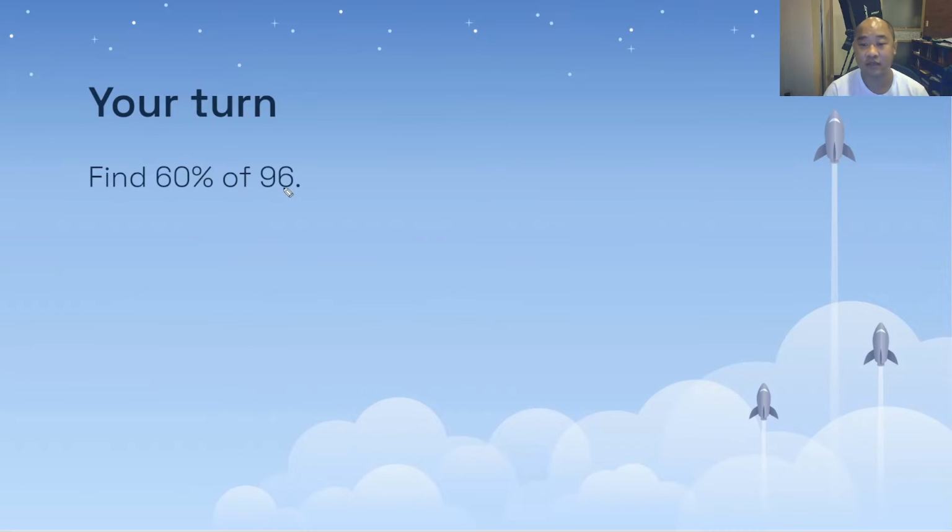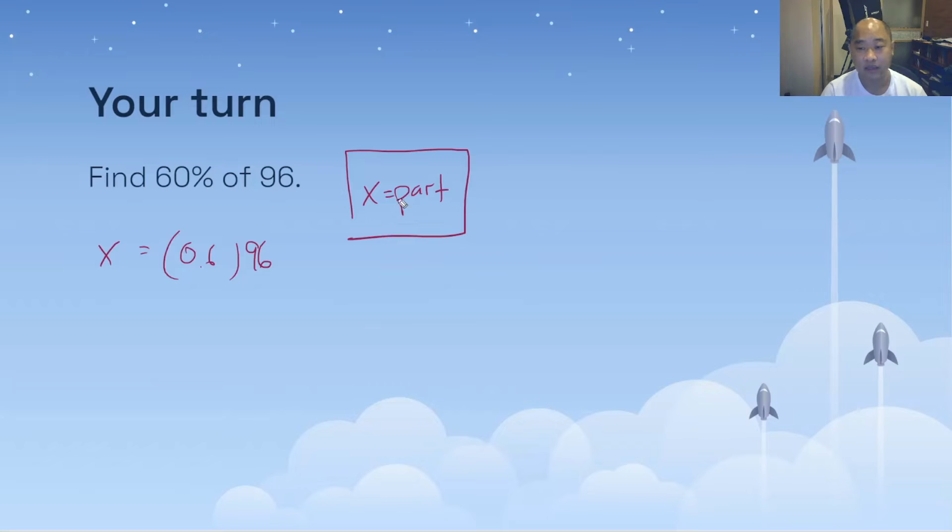Find 60% of 96. So, of 96 tells us that 96 is the total. We're going to multiply that by 0.6, and that's going to give us the part. So instead of writing part, I'm just going to write x, and x equals the part in this problem, right? This is called defining the variable. And in word problems especially, you're going to want to do this. But in this, it's not quite as big a deal. So 0.6 times 96 is 57.6, and that is the part.